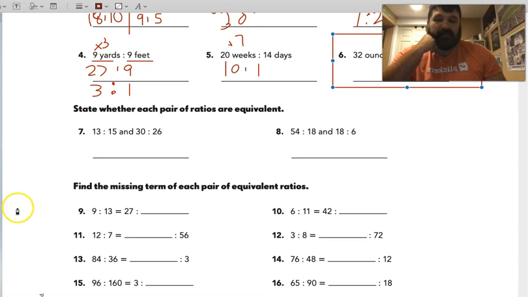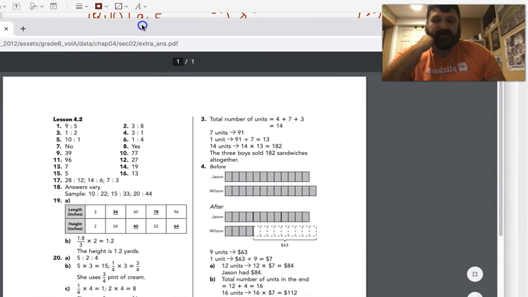Okay, well, if we look at it, we're saying that something is 13 to 15, and then it's also 30 to 26. So does 13 go into 30? No. Does 15 go into 26? No. But I do see that if we flip them, 13 goes into 26 and 15 goes into 30. But I always say they are not equivalent, solely based on the order that they're in. I wonder what they say.